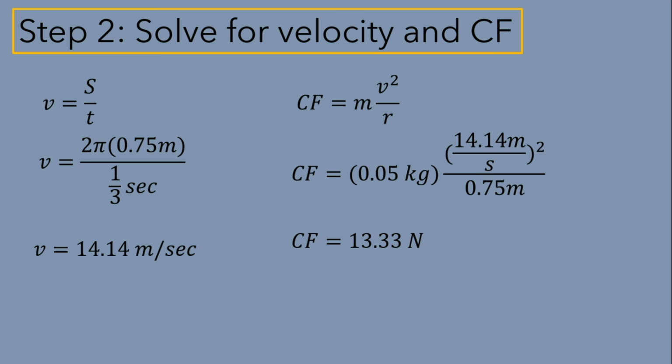Then we use that on the formula of centripetal force. So mass times the velocity squared divided by the radius. So we converted the given mass, 50 grams, into kilograms para maging kilogram meter per second squared na yung maging sagot natin, which is equivalent sa Newton. So by calculating that, we get CF as 13.33 Newtons.